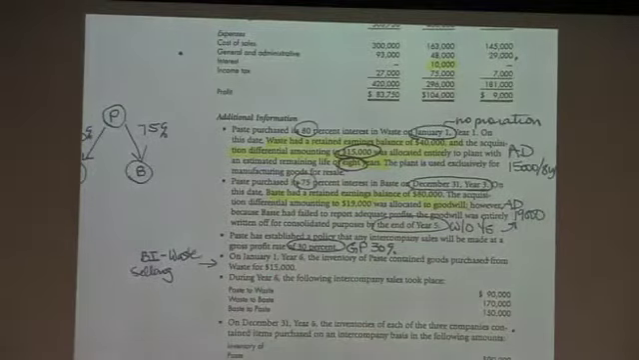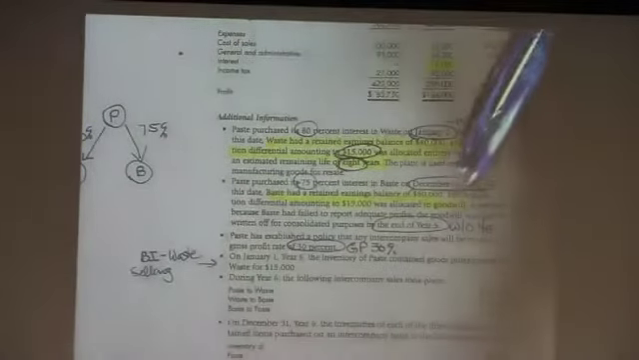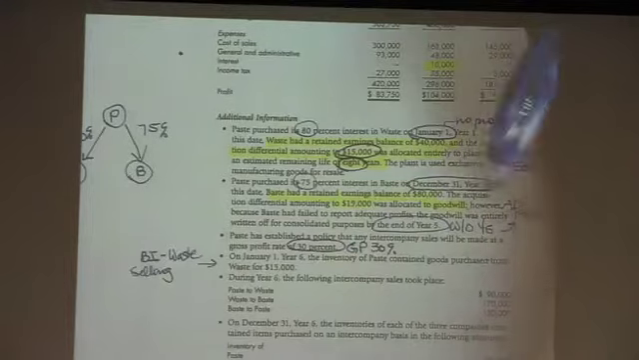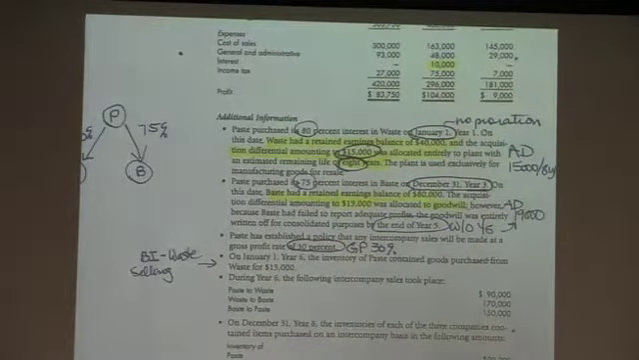Okay? And January 1st, why? Because we're doing December 31st, year 6. Now, it says during the year 6, here are the following intercompany transactions. So you'll see P to W, W to B, and B to P.